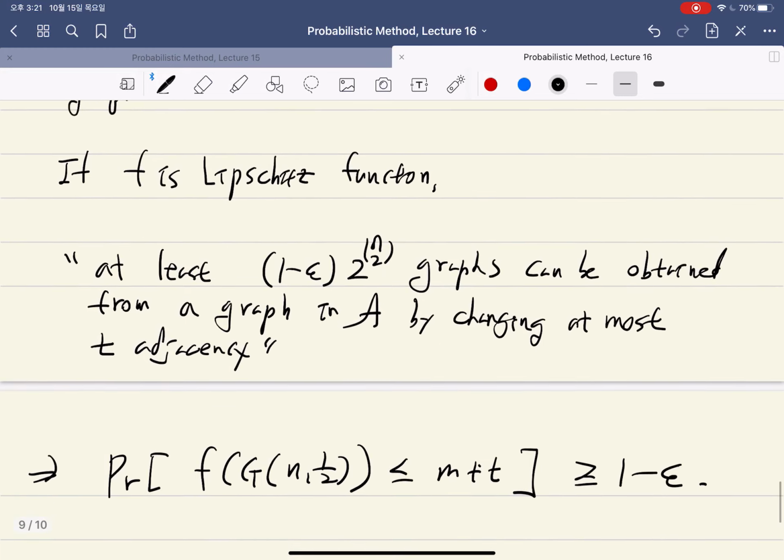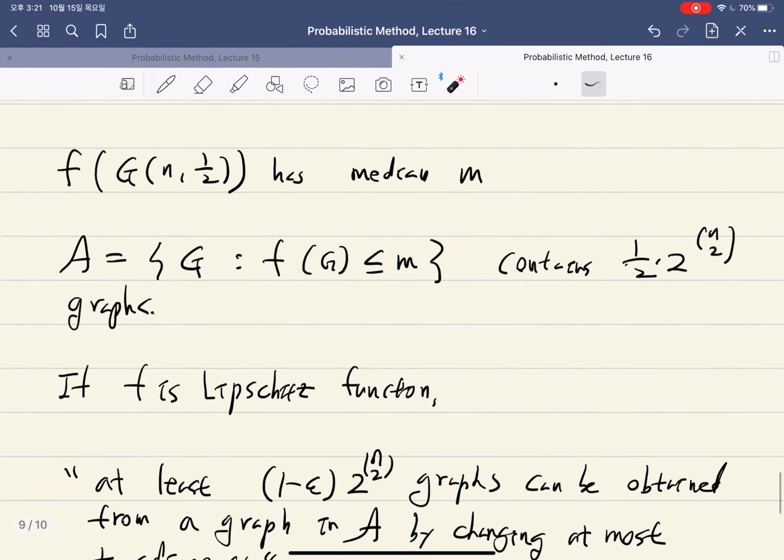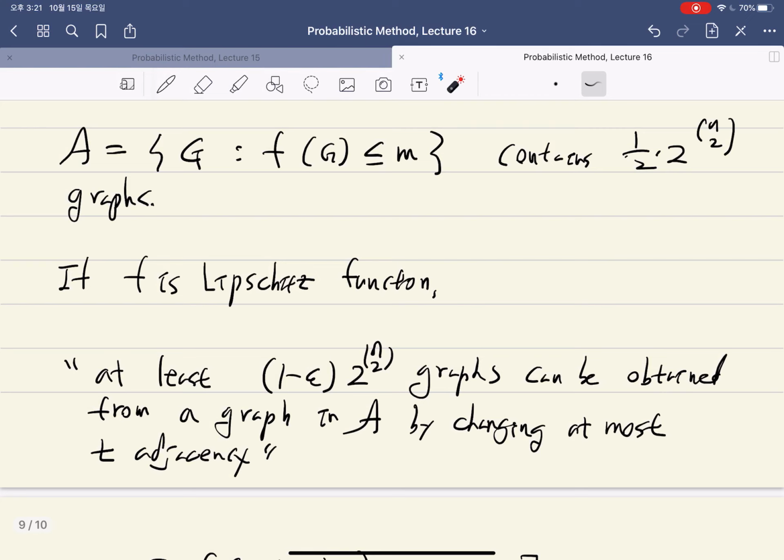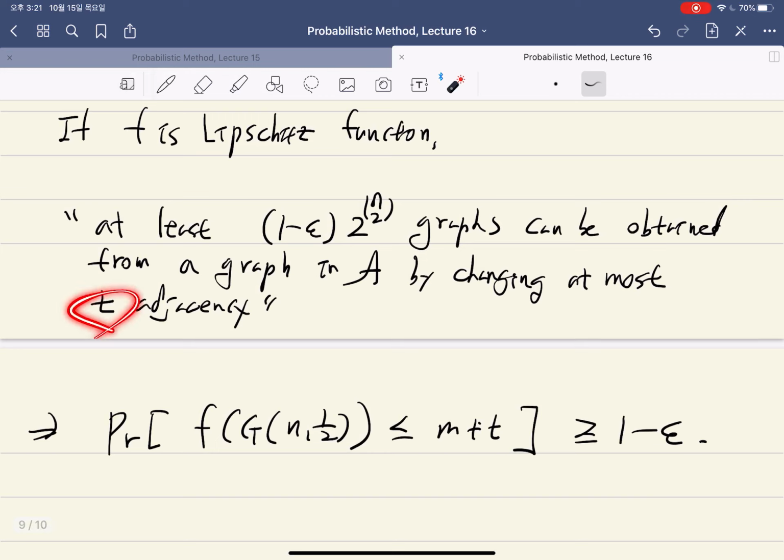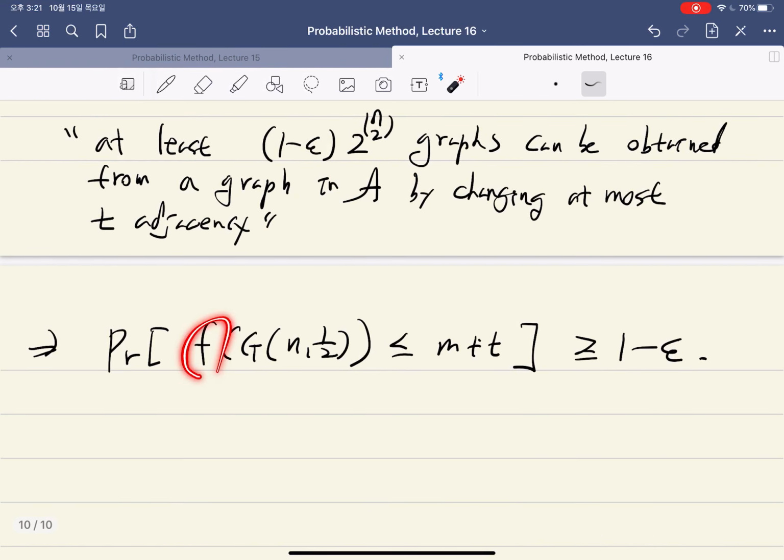So see that we have a certain A, which contains this many graphs. If we see that by changing t adjacencies, we can get almost all graphs. But if we change only t adjacencies from a graph in here, because f is Lipschitz, the f value can increase by t. And then a graph in A has an f value at most m, so we get this upper bound. And because this holds for all these graphs, out of 2 to the n choose 2, we can show this lower bound.